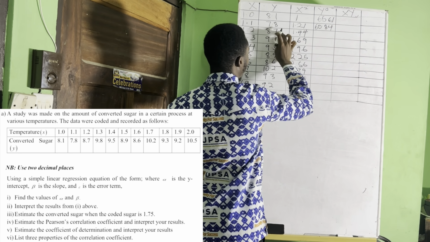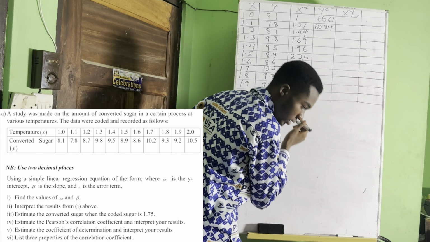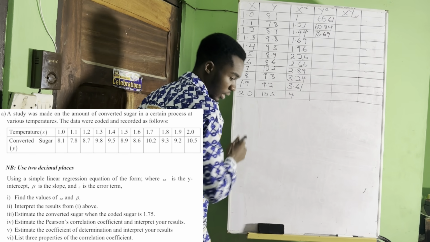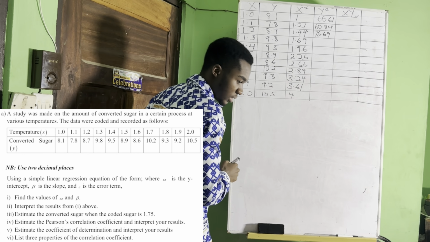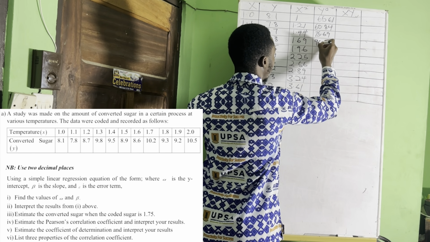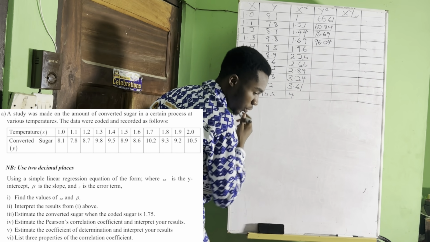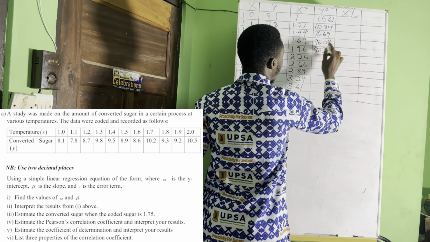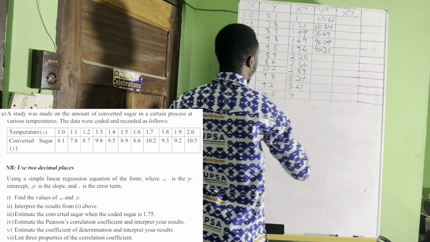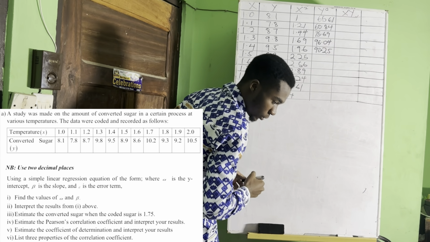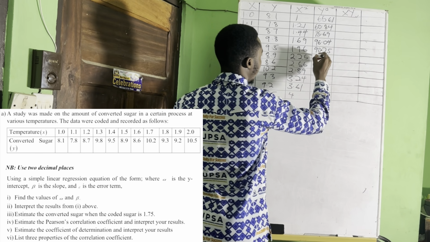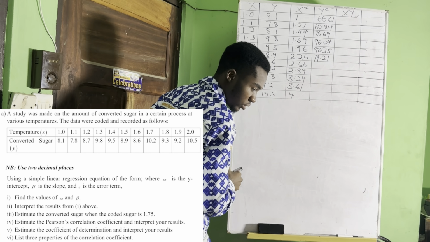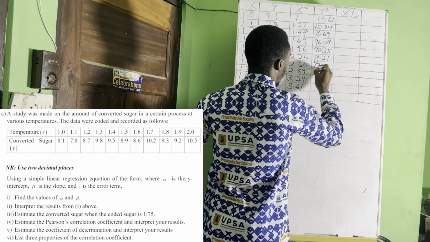Then the next one, 8.7. When you square 8.7, you should be getting 75.69. And the next one, 9.8. When we square it, you should be getting 96.04. And the next one, 9.5. When we square it, you should be getting 90.25. Then the next one, 8.9. When you square 8.9, you should be getting 79.21. Then the next one, 8.6. When we square it, you should be getting 73.96.